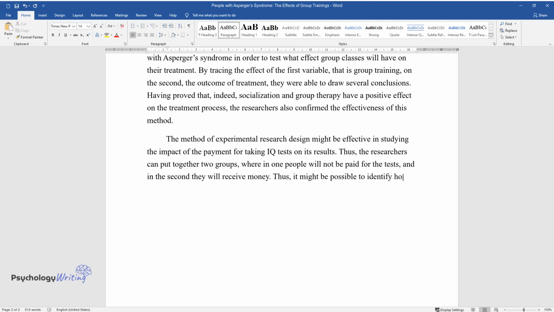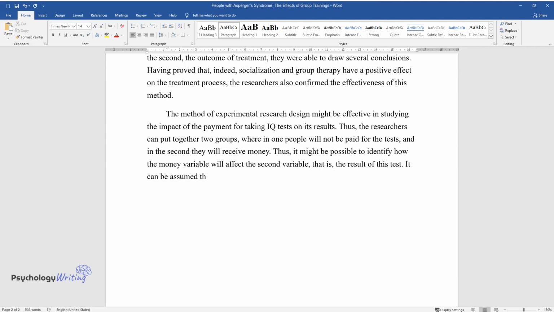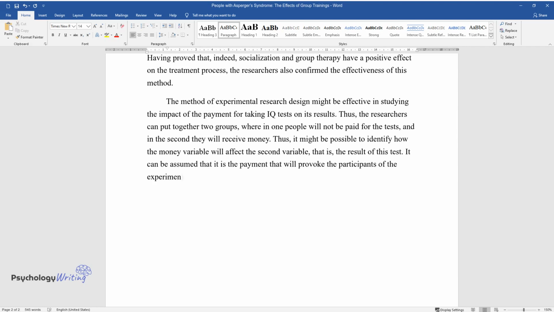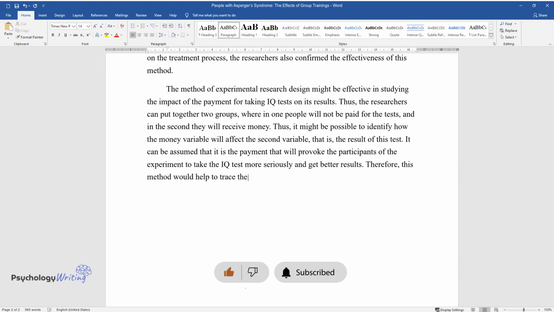Thus, it might be possible to identify how the money variable will affect the second variable, that is, the result of this test. It can be assumed that it is the payment that will provoke the participants of the experiment to take the IQ test more seriously and get better results. Therefore, this method would help to trace the causal relationship between money and results.